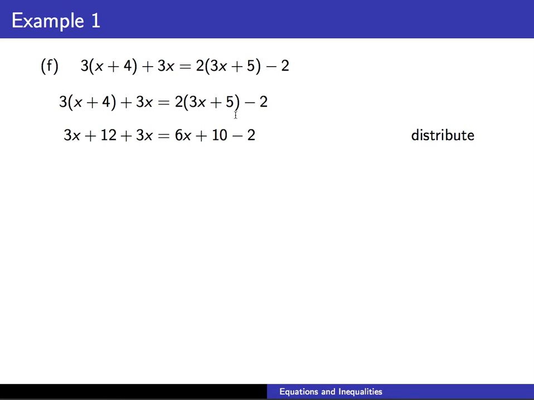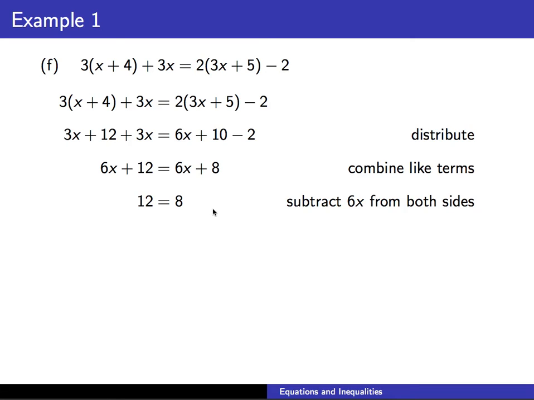And then 2 times 3x plus 5 is 6x plus 10, and bring down the minus 2. Next up, we can combine like terms. 3x plus 12 plus 3x on the left gives us 6x plus 12. On the right, we get 6x plus 10 minus 2 gives us 6x plus 8. So we have 6x plus 12 equals 6x plus 8. If we subtract 6x from both sides, our variables are gone, and we're left with 12 equals 8.